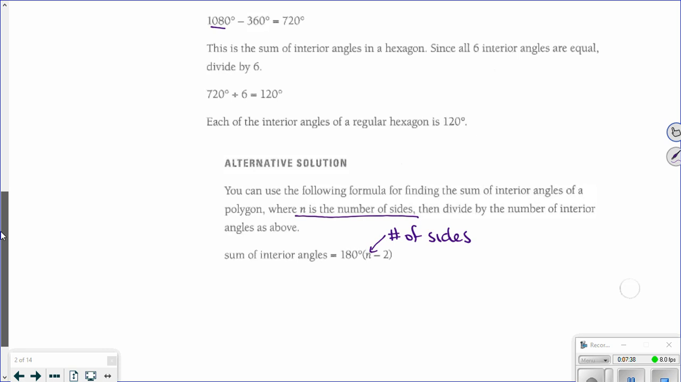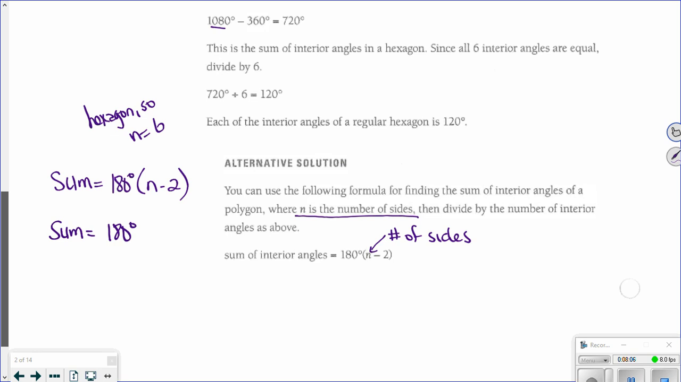Okay, so off to the side, I'm going to use my formula to see if I come up with the same answer as the top example did. My formula says that the sum is equal to 180 degrees times n minus 2. And I'm talking about a hexagon, so n is 6. So I'm going to do the sum of my angles equals 180 degrees times 6 minus 2.